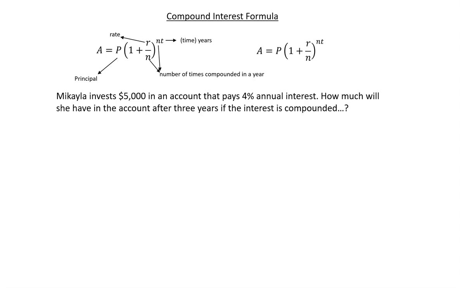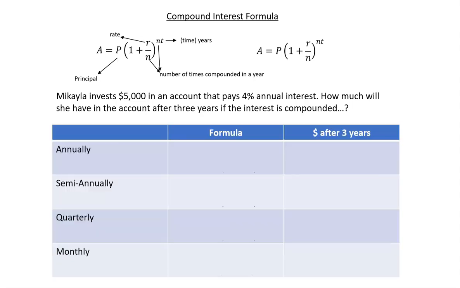So here's a problem. Michaela invests $5,000 in an account that pays 4% annual interest. How much will she have in the account after 3 years if the interest is compounded according to different schedules? First of all, annually, semi-annually, quarterly, and then monthly, which is 4 schedules. Sorry, not 3. All right, so for annually, that's once a year. We're going to put a 1 in for the N. Our interest rate is 4%, so our R is 0.04, and the initial investment amount, the principal, is $5,000.